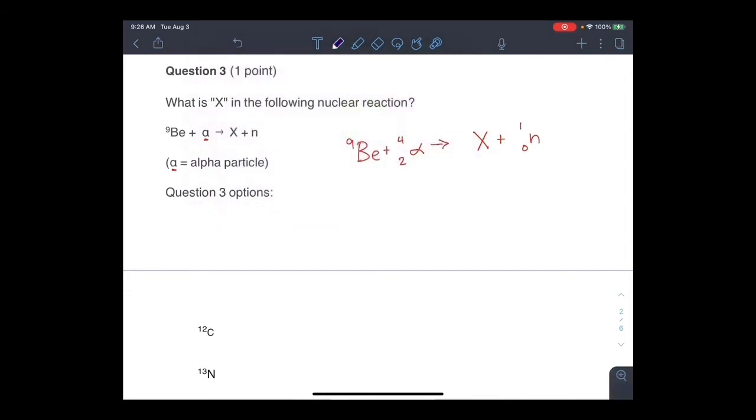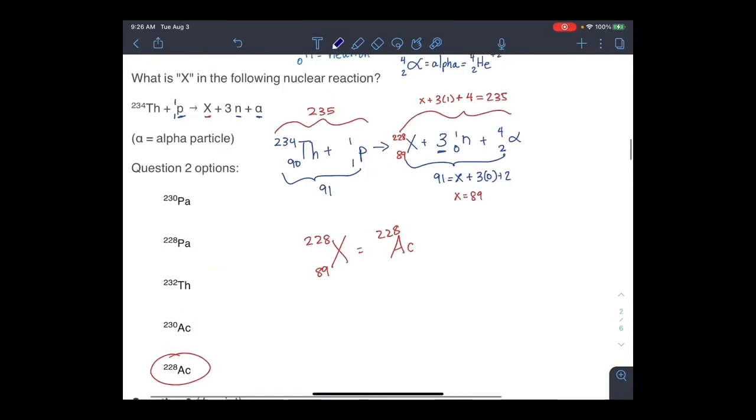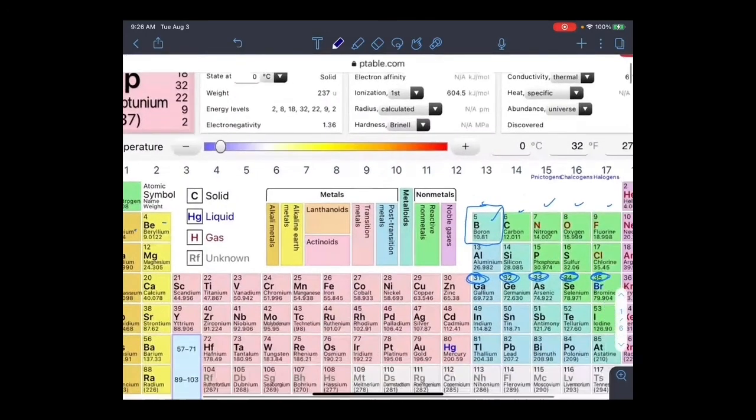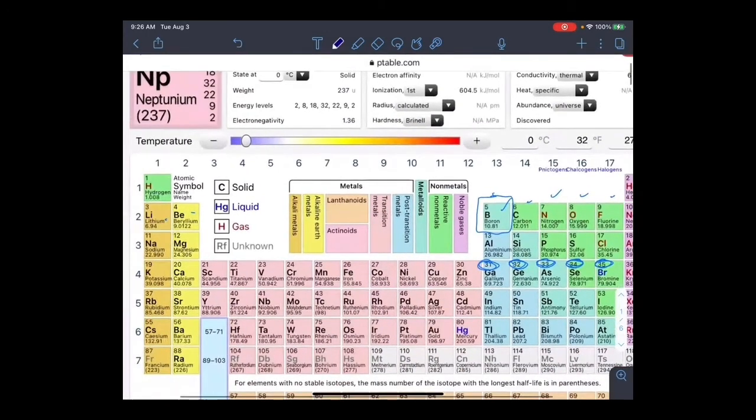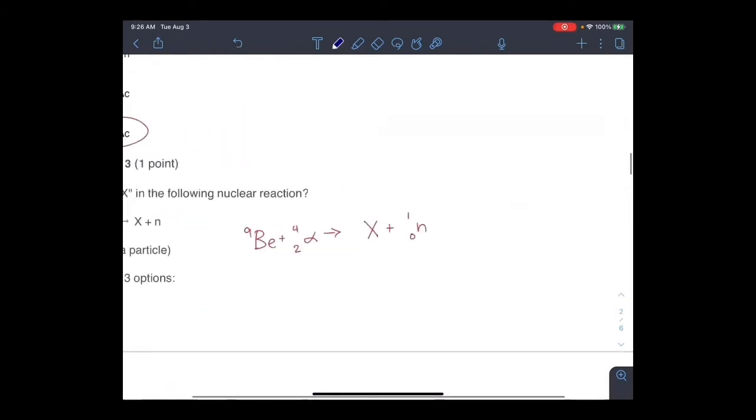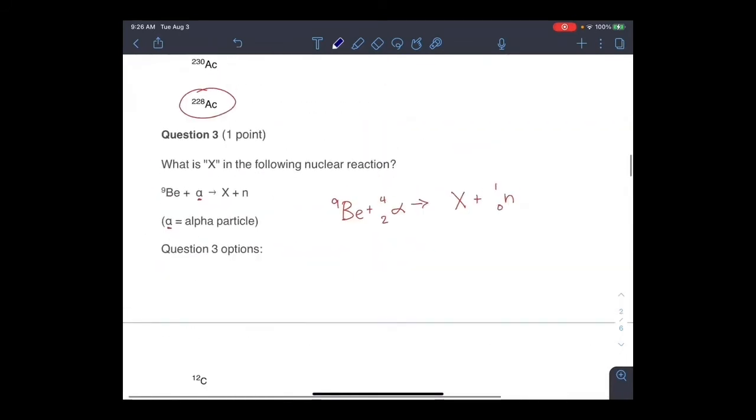Let's go look up beryllium to see what number goes on the bottom. All the way up here. His 9 is his mass number, so I'm looking for masses around 9, and there he is. His atomic number is 4. All right. And here we go. 4 plus 2 is 6. That means I need a 6 on this side, so this guy's a 6.